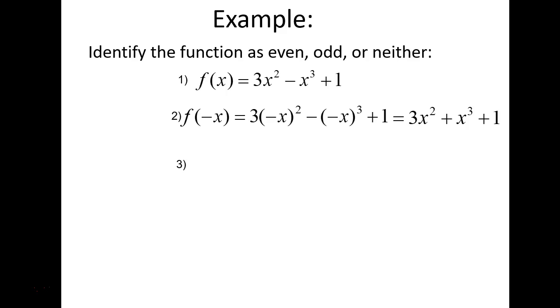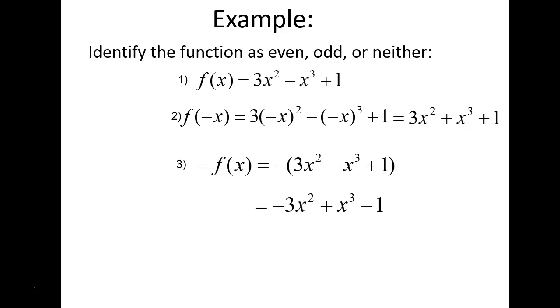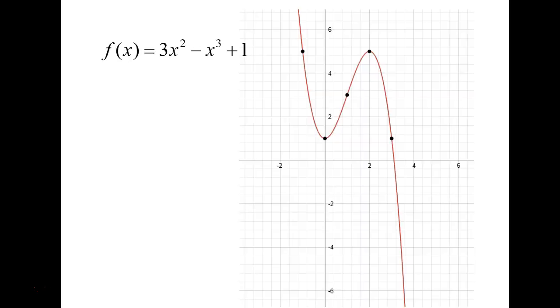So step 3, remember, is to negate the original f of x function. So I'm going to put a negative in front of the original f of x, put parentheses around it because that negative has to be distributed, and simplify that. Does that match step 2? No, it does not, so this would be neither. So if step 3 does not match step 2, then it's neither. Has no symmetry, it's not even nor odd. Here's a picture of it. You can see it doesn't have any y-axis or origin symmetry.